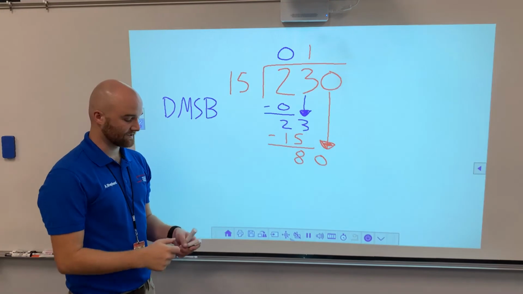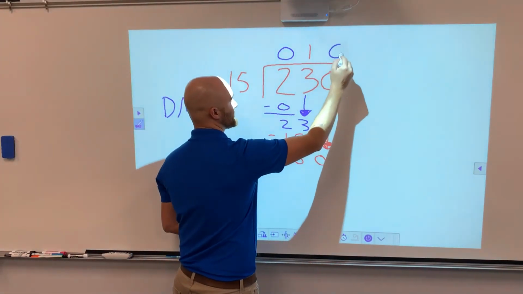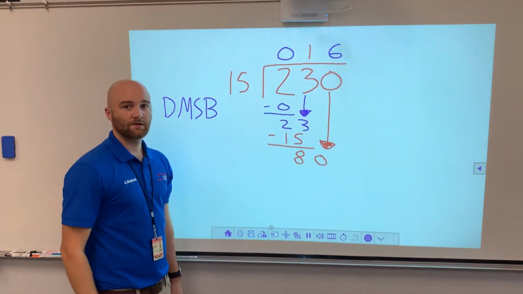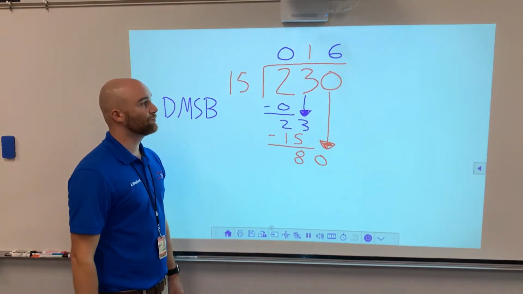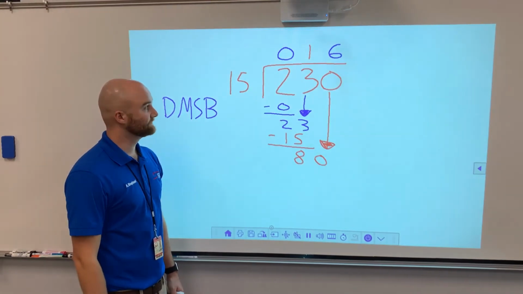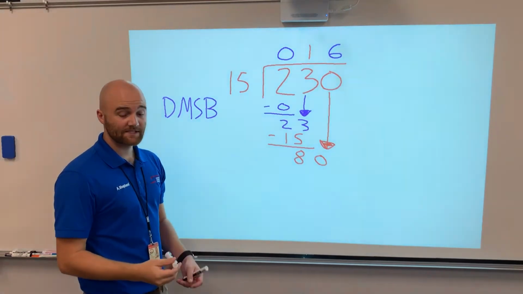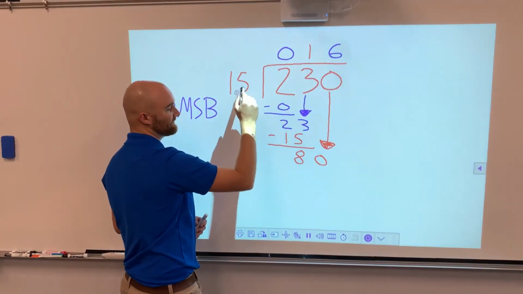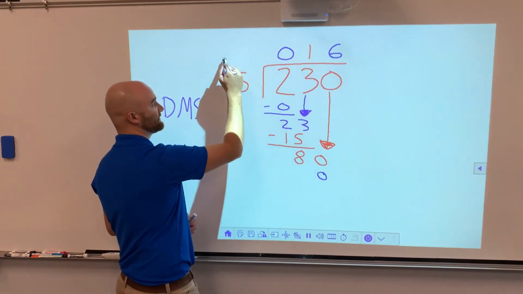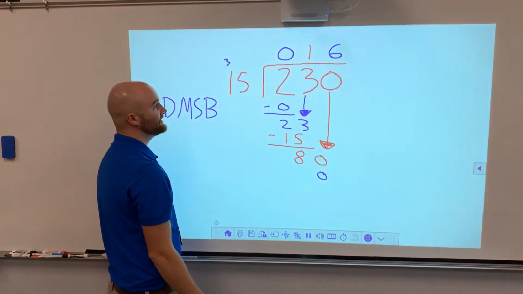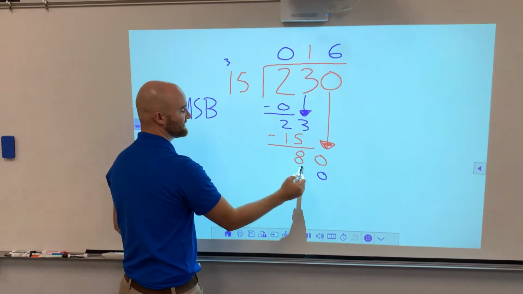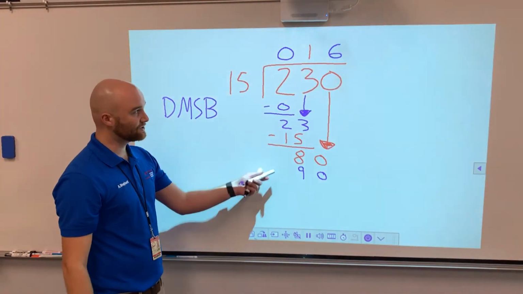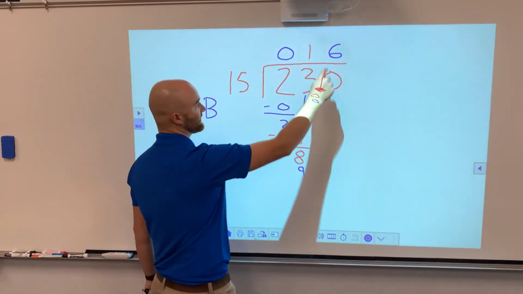What if I try 6? So I'm going to try 6. What do you think? Did I get it right? Did I get it wrong? Am I too high? Am I too low? What do you think? Well, let's multiply it out to see. When I multiply 6 times 15, 6 times the 5 is 30. 6 times the 1 is 6 plus the 3, which gives us 9. 90, I can't fit 90 into 80. That's too big. So I know 6 is too big.